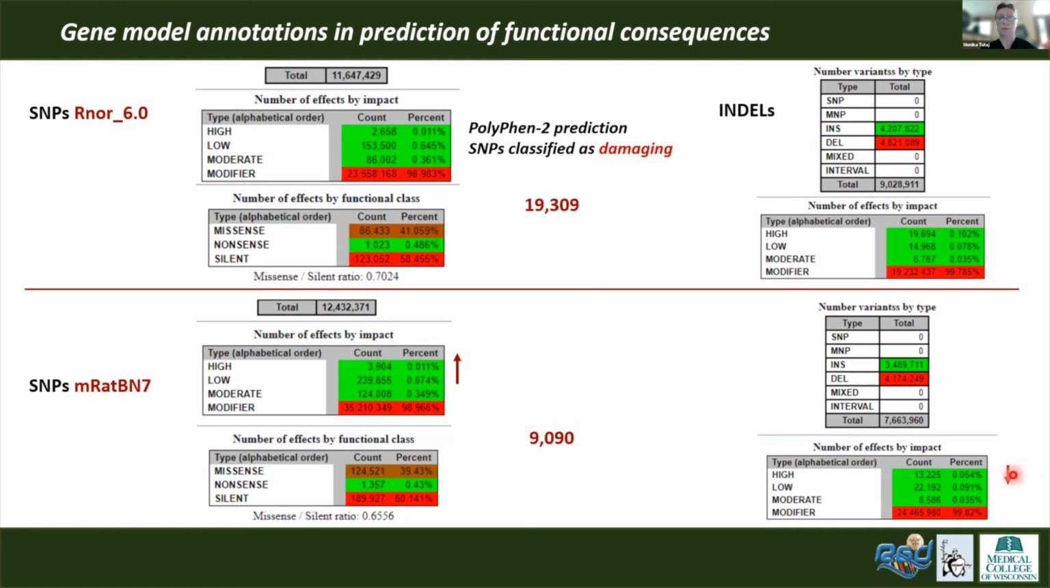And we also ran PolyPhen to predict SNPs that classify the variants as damaging. And here it's also interesting that we've got practically twice as many for RN6 compared with RN7.